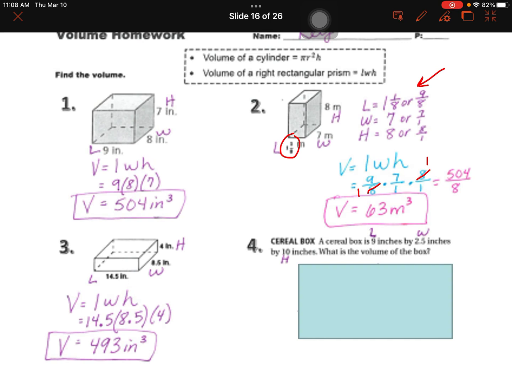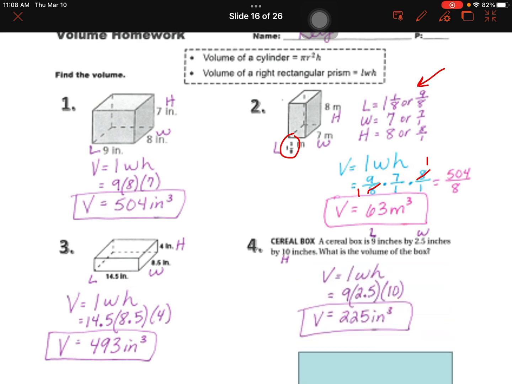Number 3, length times width times height. You have a calculator. Should be super easy. If you didn't have a calculator, obviously you'd have a lot more work, but 493 inches cubed. The cereal box, you just need to determine which is your length, which is your width, which is your height. It doesn't really matter what you call what, as long as you have one length, one width, one height, and you get 225 cubic inches for the cereal box.